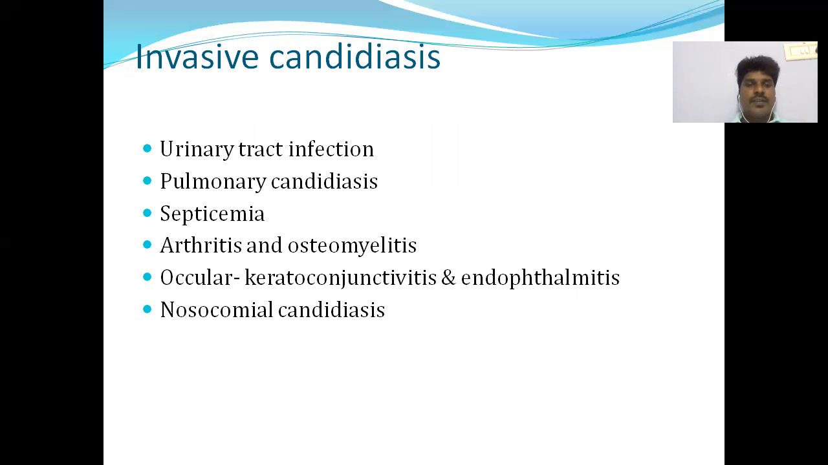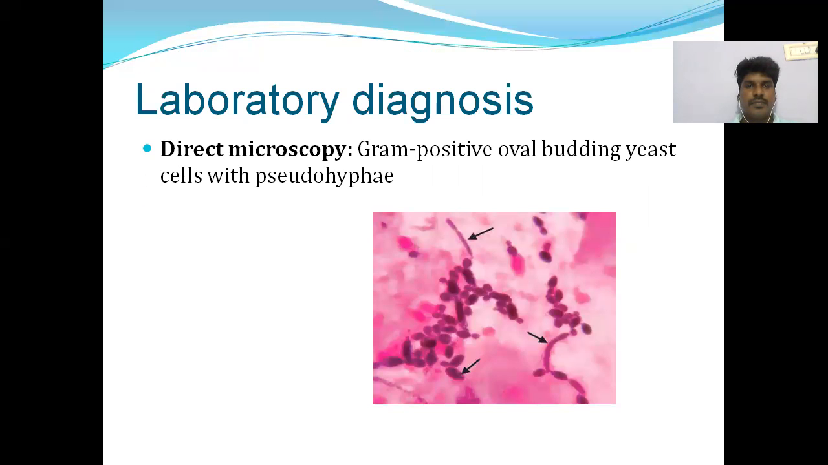And the Candida organisms can also cause nosocomial candidiasis. Next one is the laboratory diagnosis. First one is the direct microscopy. If you do the Gram staining, you can identify the gram-positive oval budding yeast cells with pseudohyphae. This is the pseudohyphae. It is a gram-positive budding yeast cell.